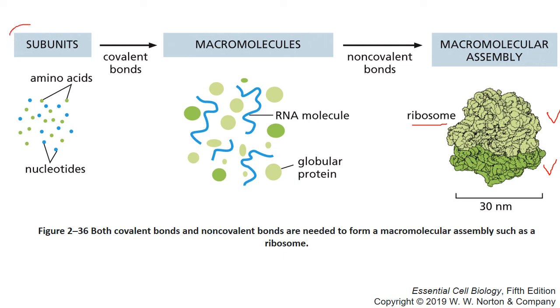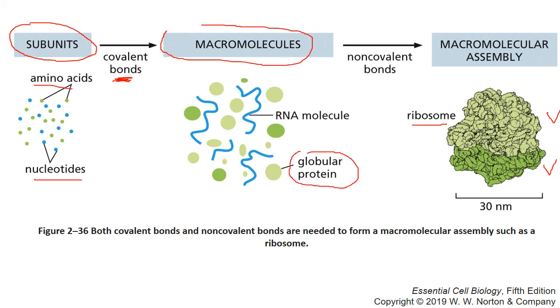If we start on the left-hand side of the image, we have our subunits, our monomers. Those are our amino acids and our nucleotides, and they link together through a covalent bond as they do their condensation reaction to form their macromolecules. You can see protein being formed here because the amino acids have covalently bonded together through their peptide bonds. Then our RNA molecule has formed here by combining the nucleotides in a covalent bond.